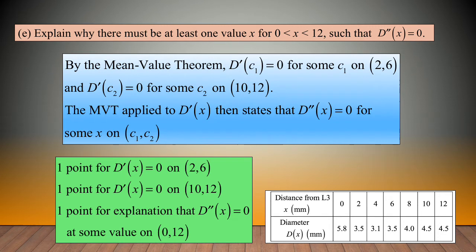3 points for this problem. 1 point for d prime of x equals 0 on (2, 6). 1 point for d prime of x is equal to 0 on (10, 12). And then 1 point for the explanation that d double prime of x has to equal 0 at some value on (0, 12).